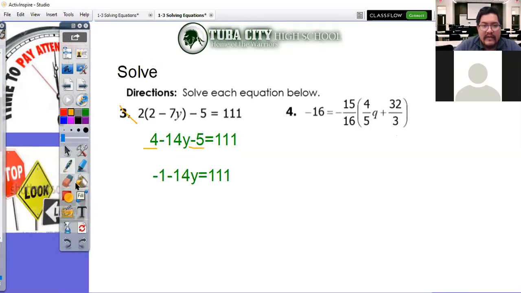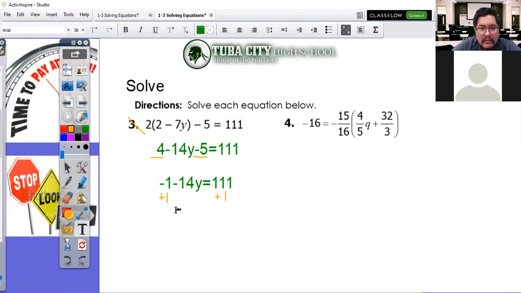Okay, so I just put the -5 and the 4 together. So now I only have one thing to do. Now I have to get all of these numbers away from the y. So I'm going to add 1 to both sides. So +1 here, +1 there. And I get -14y equals 112.